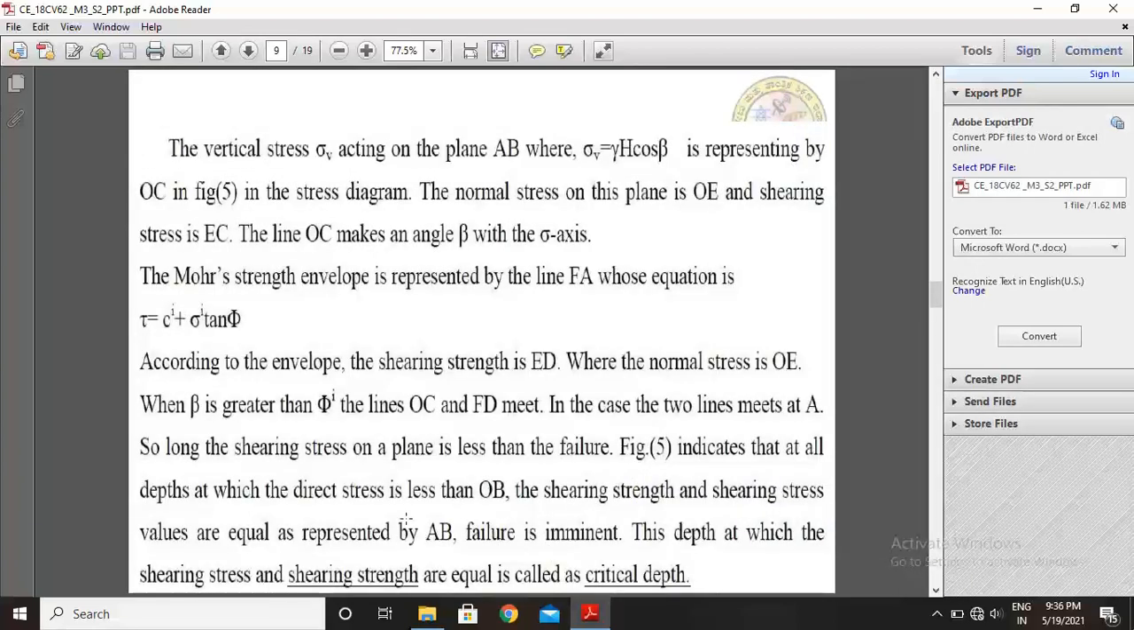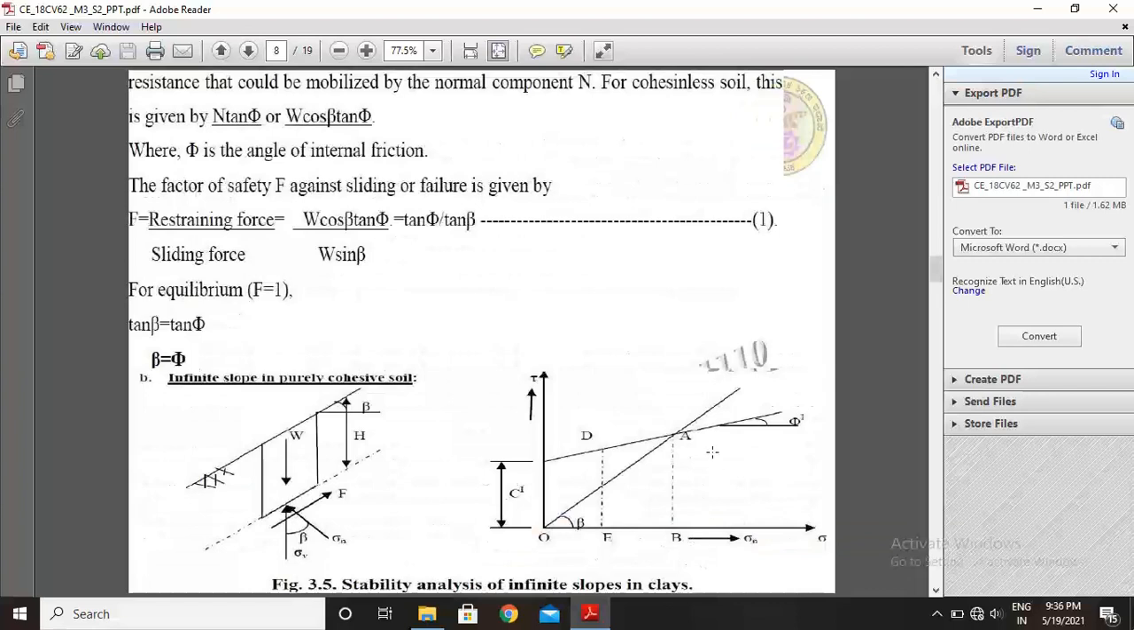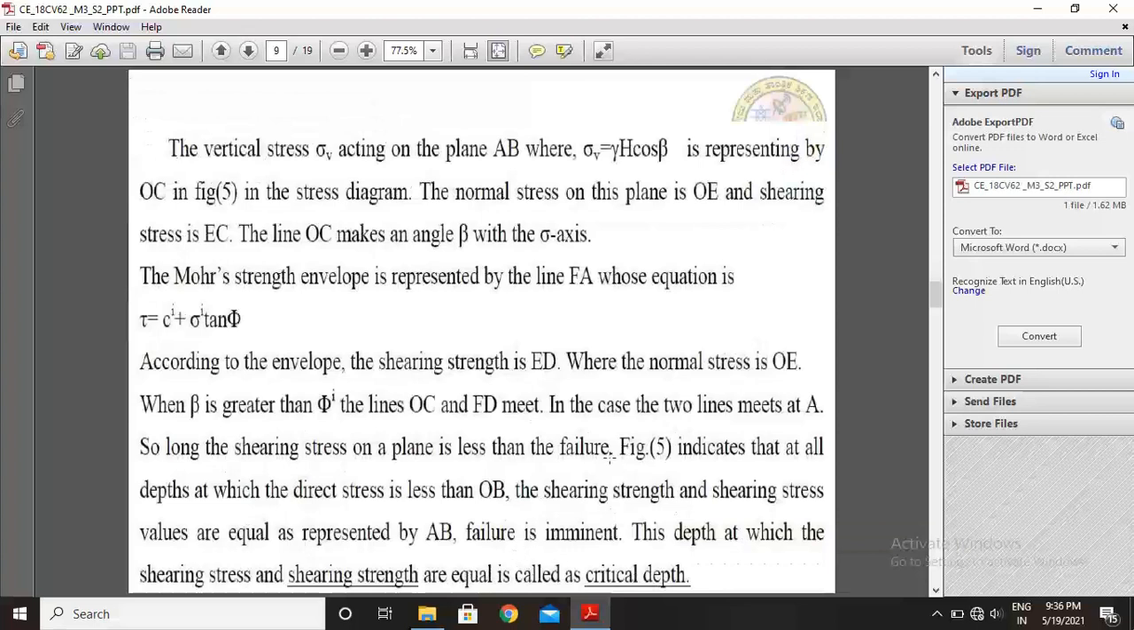The shearing strength and shearing stress values are equal, as represented by AB. So this is AB, shearing strength, shearing stress. Failure is imminent. This depth at which the shearing stress and shearing strength are equal is called the critical depth.